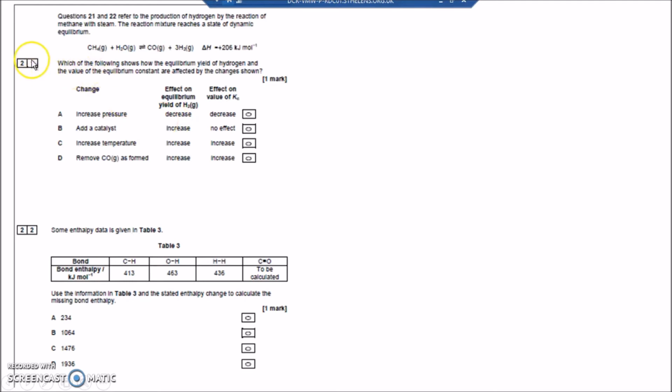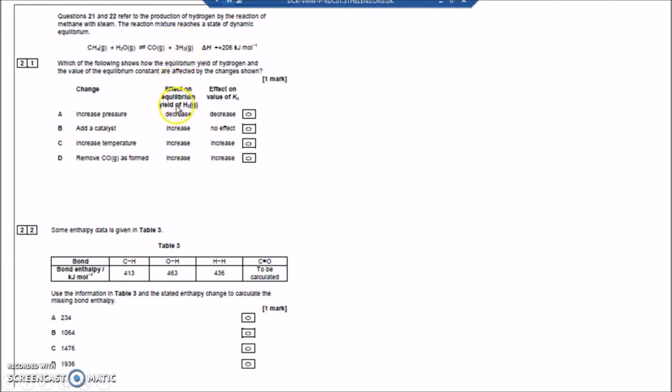Let's have a look at questions 21 and 22, not very nice questions here really. 21. Which of the following changes, increase in pressure, adding the catalyst, increase in temperature and removing the carbon dioxide, does it affect the equilibrium yield of hydrogen? What the equilibrium yield of hydrogen means is shifting the position of equilibrium to the right to make more hydrogen.